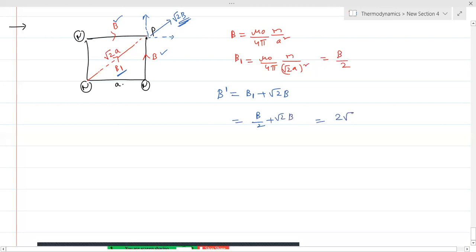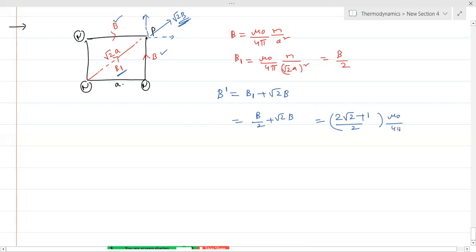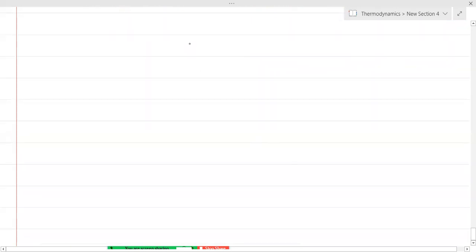Or by substituting the desired values, we will take (2 root 2 plus 1) by 2 into B, where B means mu naught by 4 pi into pole strength by distance whole square. Distance whole square means that is A square here. So this is about the net magnetic field.